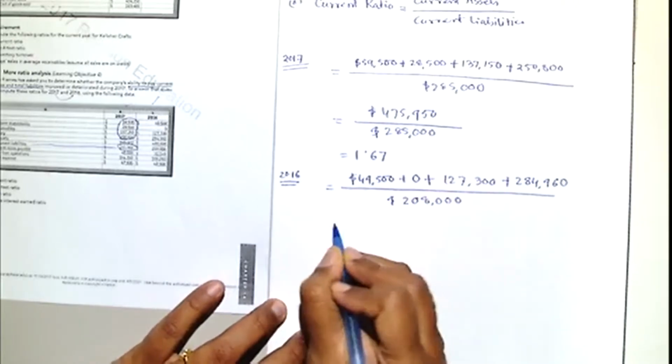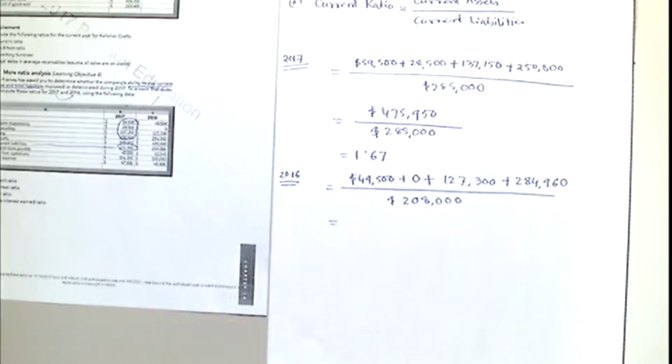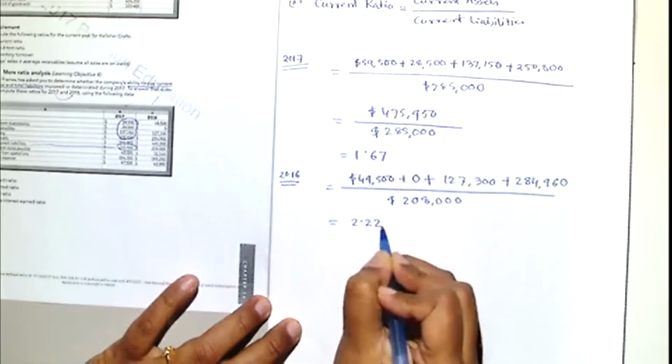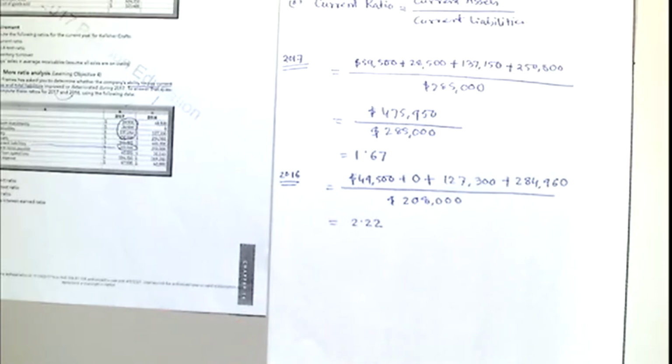208,000. Good. Now, what is your ratio? Current ratio for 2016? Right. Now, can you tell me about their performance? Whether they improved or not in terms of the ability to pay their current liabilities? Their condition is better or worse?